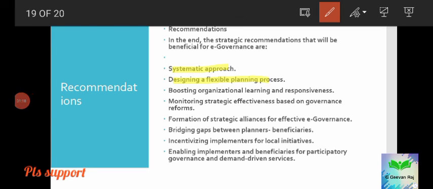Enabling implementers and beneficiaries for participatory governance and demand driven services. So the implementers and the beneficiaries should focus on participatory governance. So the participation of the people and the stakeholders should be more when it comes to implementation, and the services provided by the government should be demand driven. So the government should provide services according to the needs of the people.